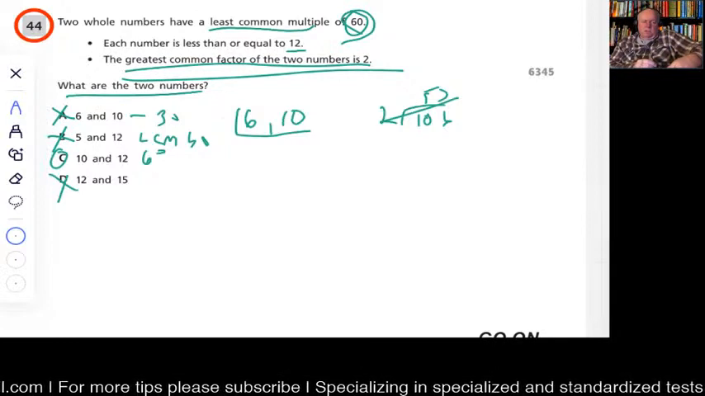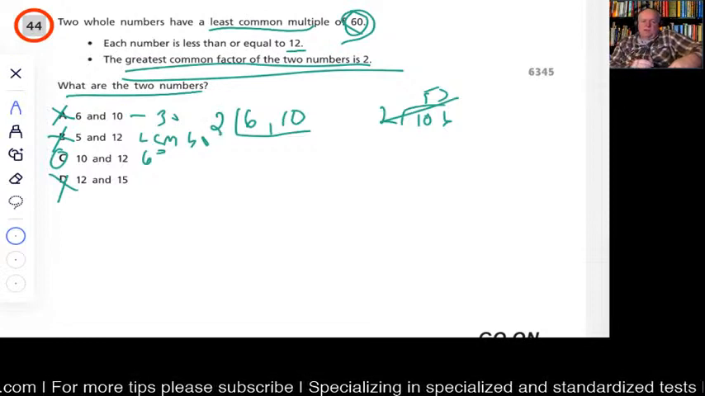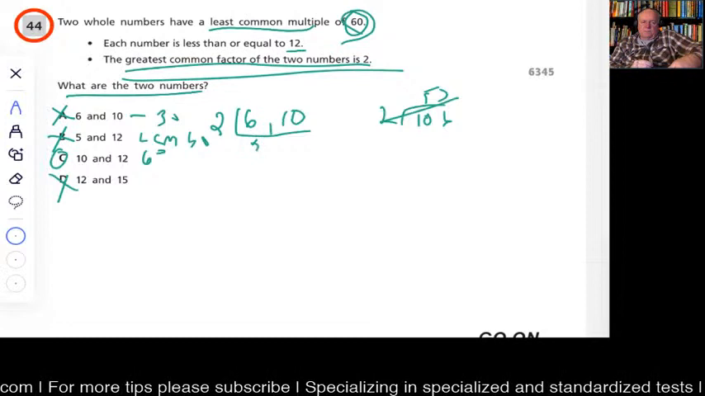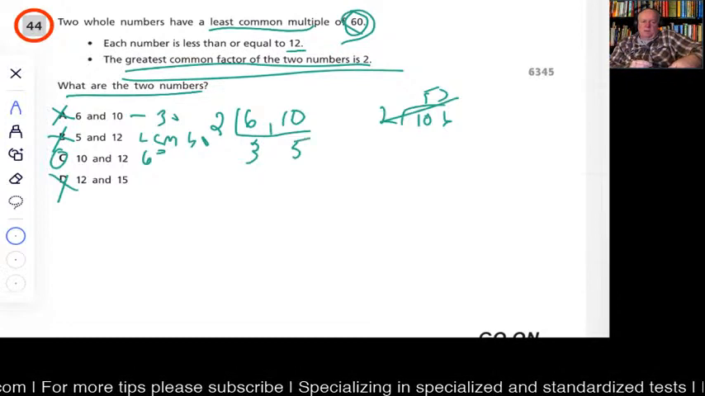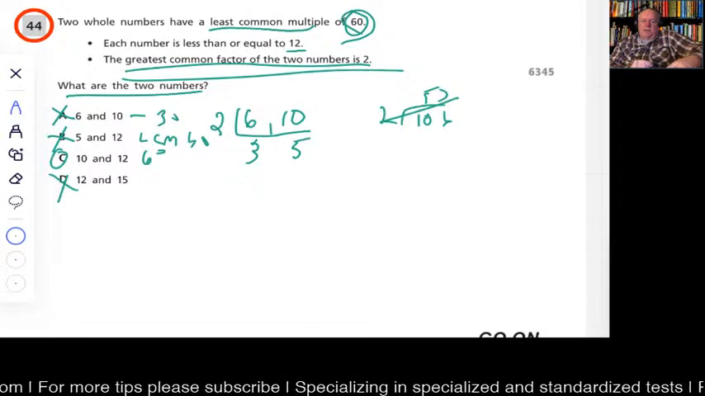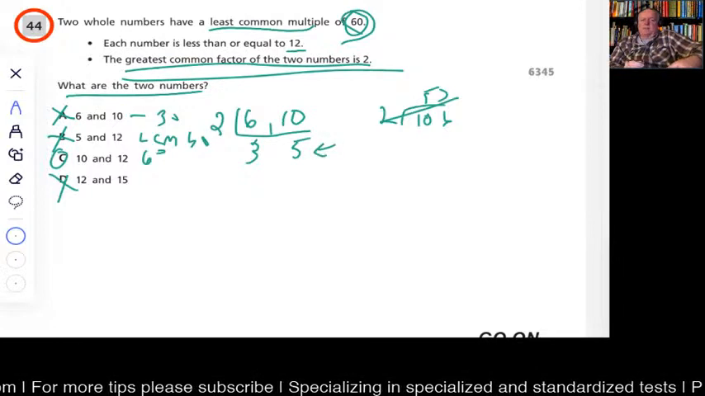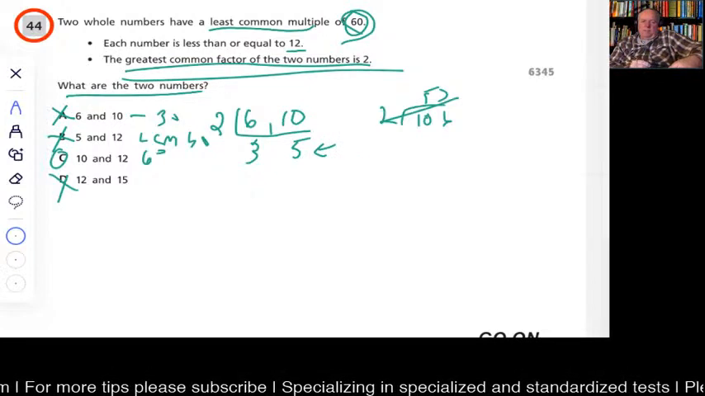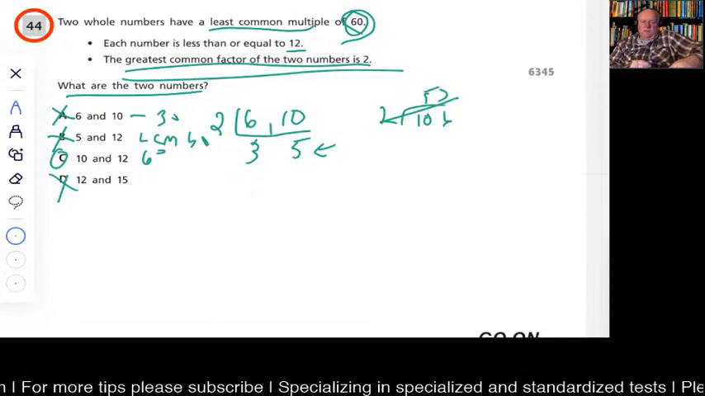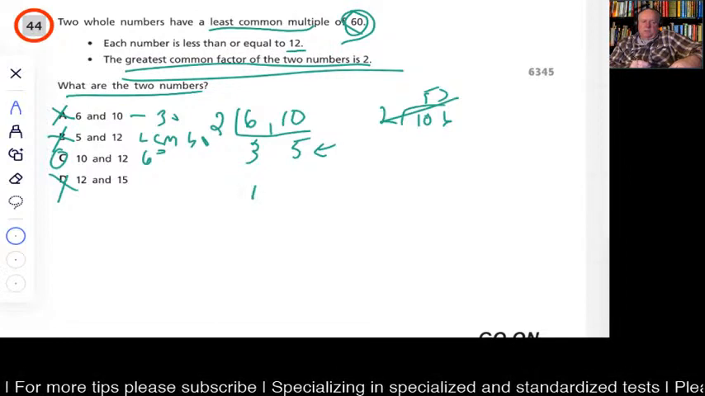We notice that 2 is a factor of both of these. So we divide 2 into 6 and get 3, and we divide 2 into 10 and get 5. It turns out all we're left with now is prime numbers on this line, so we're done. Now let me do 10 and 12, just to show you the technique.